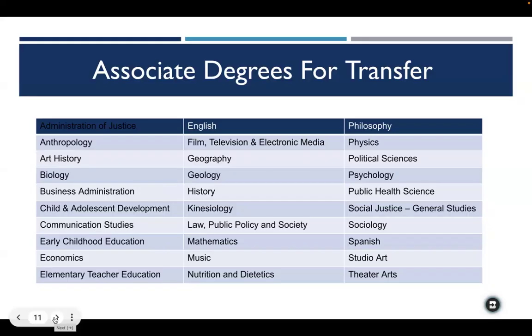We can still look for different options, or what we may find is that you can get to what you need. You can get the required courses done by doing an associate's degree for transfer. I'm going to work with each of you individually on this piece, though.